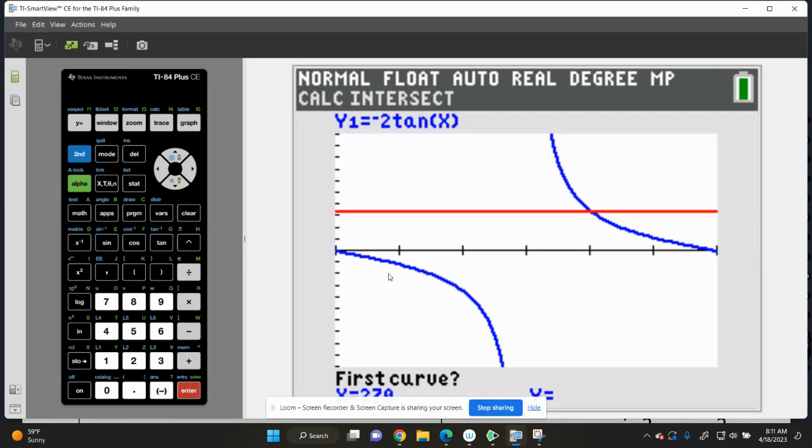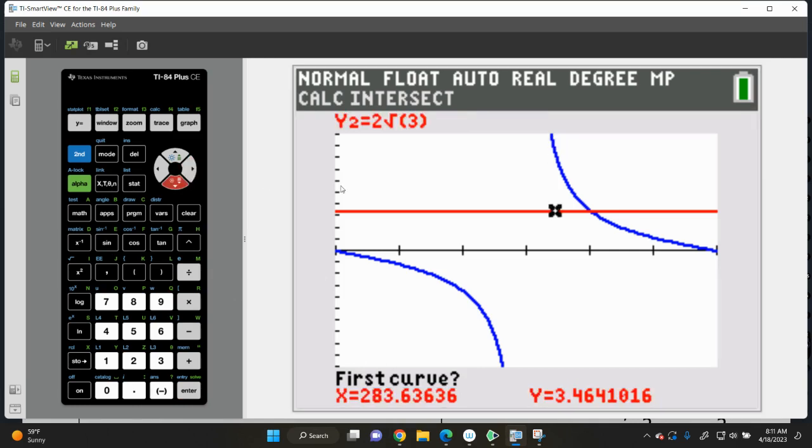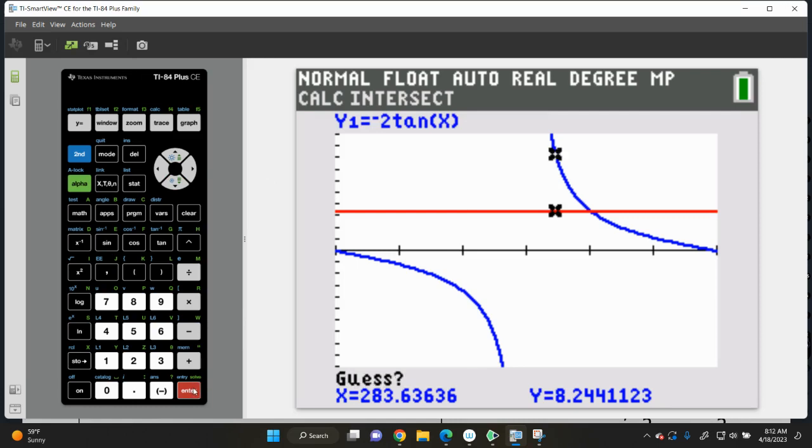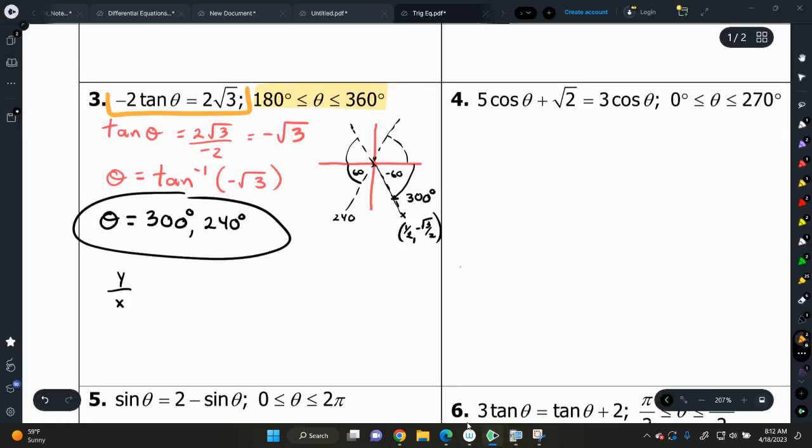Or I could do calculate intersection, first curve, second curve. Oops. Okay, it's not letting me pass the first curve. And notice down here where it has y equals, that's because I was in a section of the curve that wasn't on the graph. First curve, second curve, and then my guess, and that gives me 300 degrees, okay? So, right, I almost made a mistake there, right? Looking at the graph should remind us there was only one solution. Yes, Gavin? Okay. Very good.